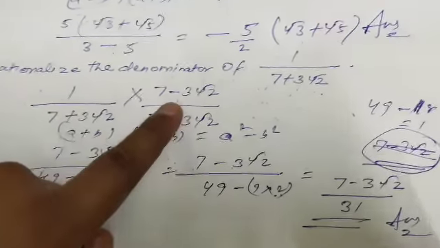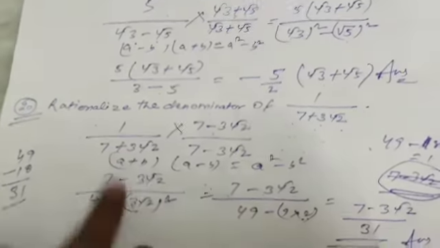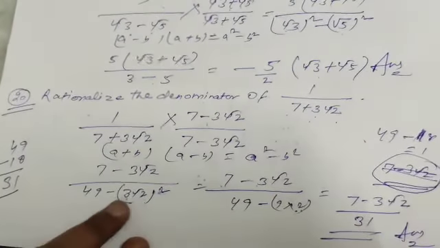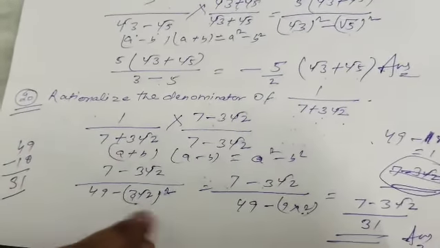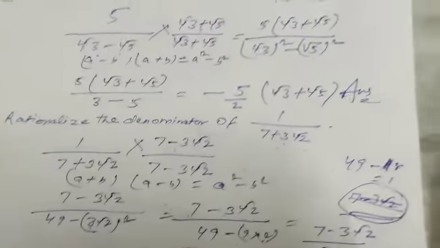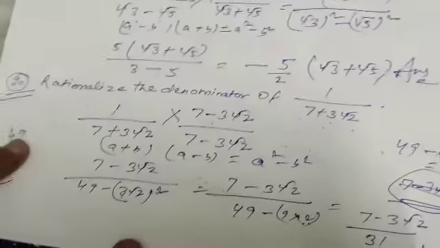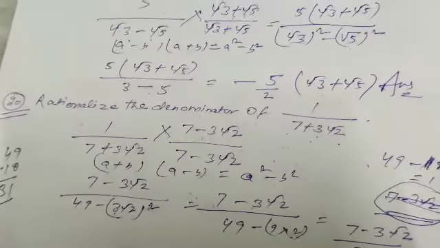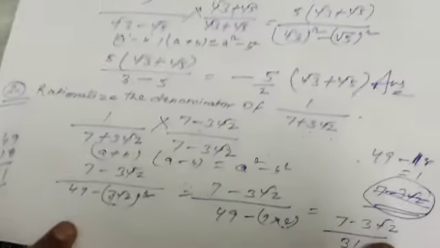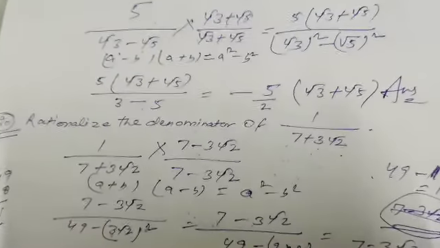Again, you multiply it by the conjugate, 7 minus 3 root 2, and apply the formula (a plus b) into (a minus b) equals a square minus b square. That is 49 minus (3 root 2) square, 9 into 2 equals 18. 49 minus 18 equals 31. Clear? The answer will be (7 minus 3 root 2) upon 31. Get it?